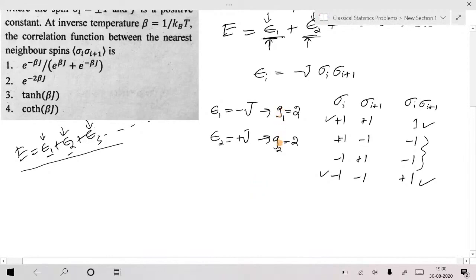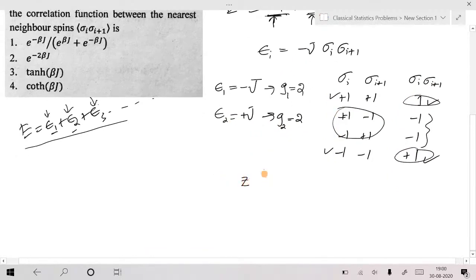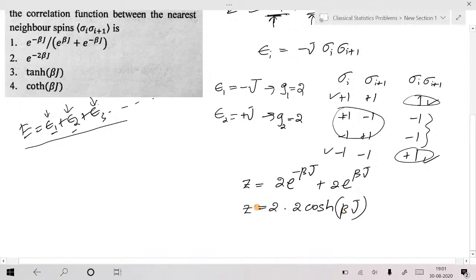Now don't forget this degeneracy factor. Look at here, there are two states corresponding to this product plus 1 corresponding to energy minus J. So there are two different states corresponding to this one, plus J. Now let me quickly write the single term partition function, not single particle partition function, but since exactly the same thing is happening, I'm just writing it as the same term. That's equal to 2 e power minus beta J plus 2 e power plus beta J, which I can write as 2 into 2 cosh beta J. So I got z for the individual term.